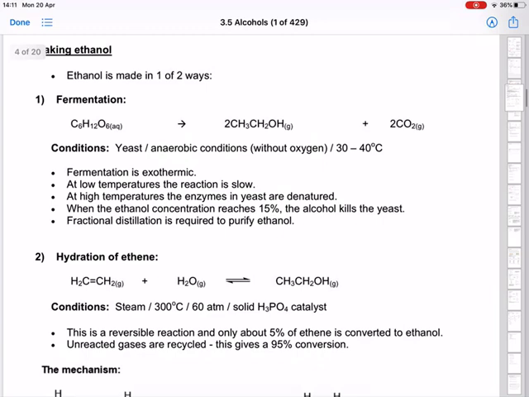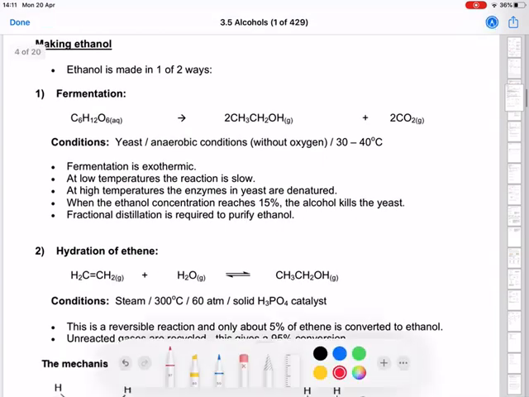So there are 2 ways that we can make ethanol. We can make it by fermentation, which uses sugars and undergoes anaerobic respiration, or anaerobic conditions, that's without oxygen, and we use an enzyme in yeast. And because it's an enzyme, you can only really work up to about 40 degrees centigrade.